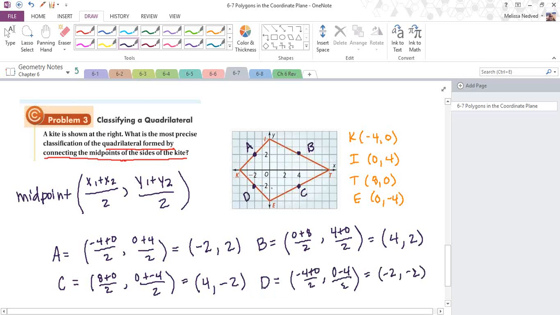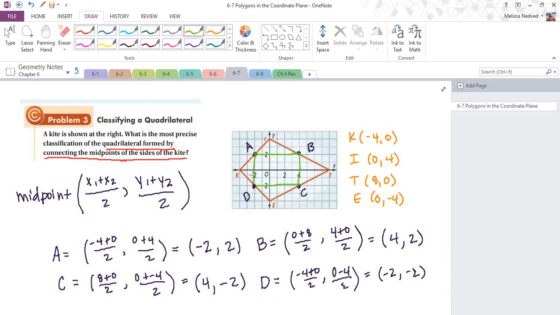So now I've got the endpoints of my quadrilateral. I'm going to go ahead and draw in the segments connecting each of those endpoints so we can see what picture we're looking at. So here in green is the quadrilateral that is created by connecting the midpoints of each side of the kite. Now we're asked to classify that.